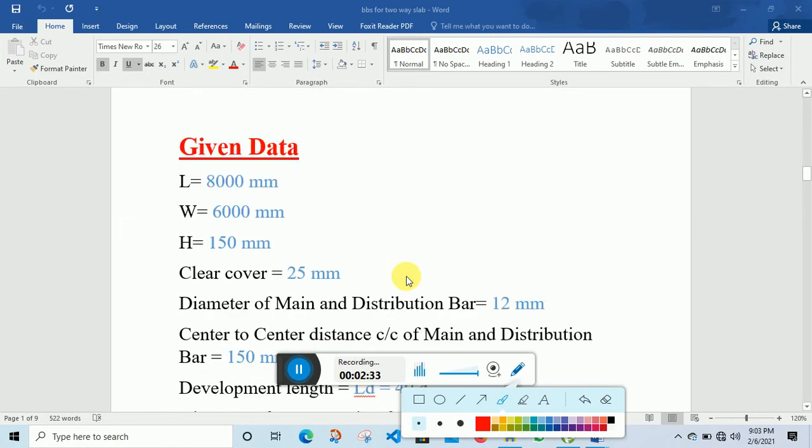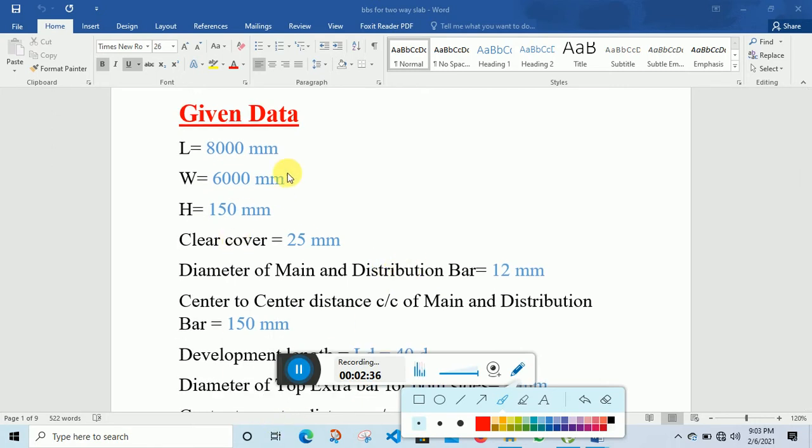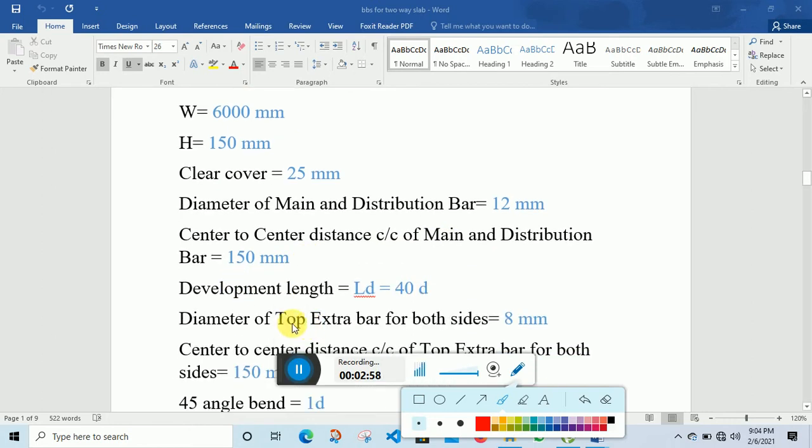So this is the data that is given to us. Length of slab is equal to 8000 millimeter, width of slab is equal to 6000 millimeter. Thickness or height of slab is equal to 150 millimeter. Clear cover that is given to us is 25 millimeter. Diameter of main bar and distribution bar is 12 mm. Center to center distance of main bar and distribution bar is 150 millimeter. Development length is Ld equal to 40D, so we will take development length as 40 multiplied by the diameter of the bar, for both the main bar and distribution bar.